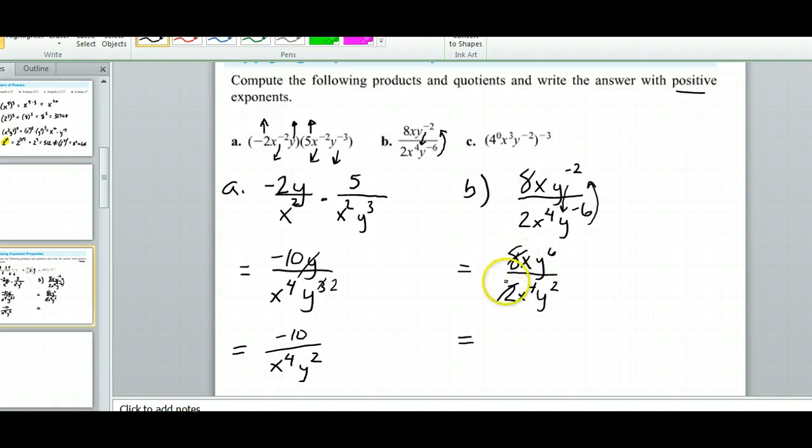Alright, 2 will go into 8 4 times, so that's going to be up top. Because 8 is bigger than 2, the 4 will be up top. Alright, this is like an x to the 1st and x to the 4th, so 1 x is going to cancel with one of these and leave 3, so I'll have an x cubed down below. Alright, and then 2 of these y's are going to cancel out with 2 of these y's and leave me 4 up top. Alright, and now that takes care of everything. So there's our answer to B.